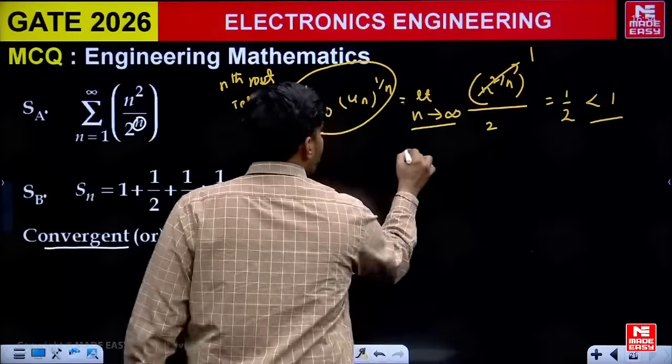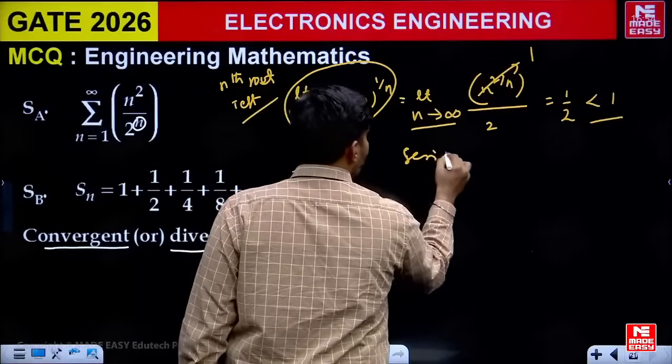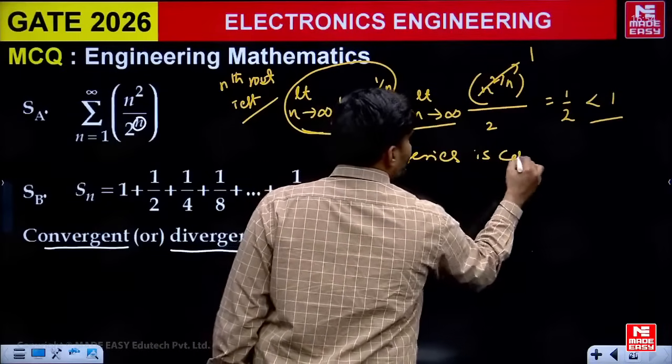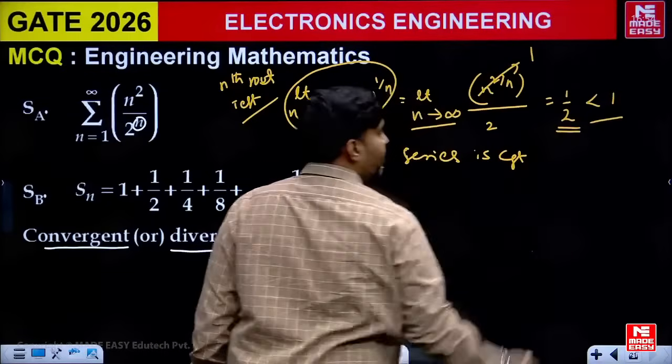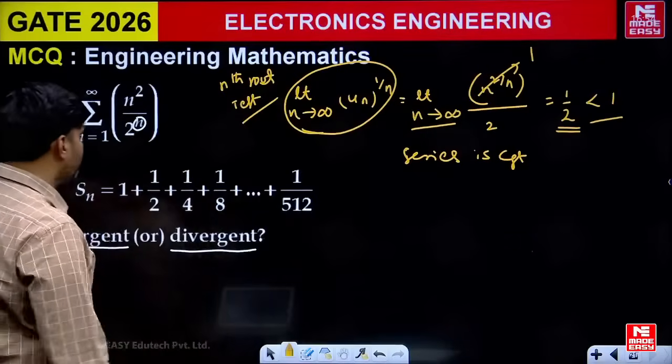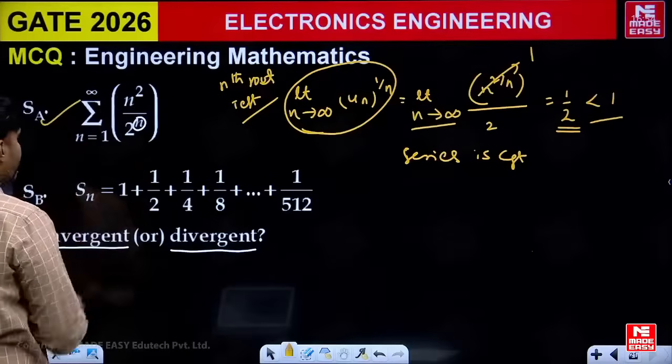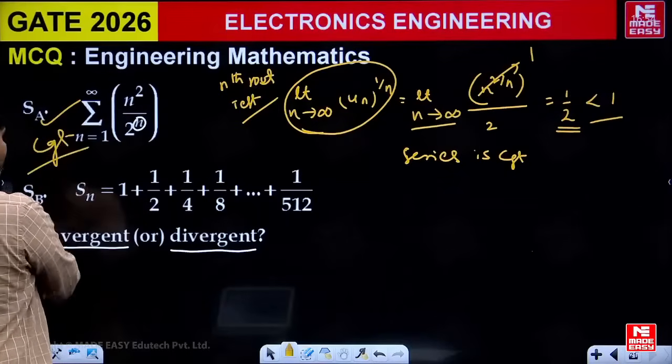So therefore, the series is convergent here because the value of the limit is less than 1. So if this is convergent, this is CGT, CGT means convergent.